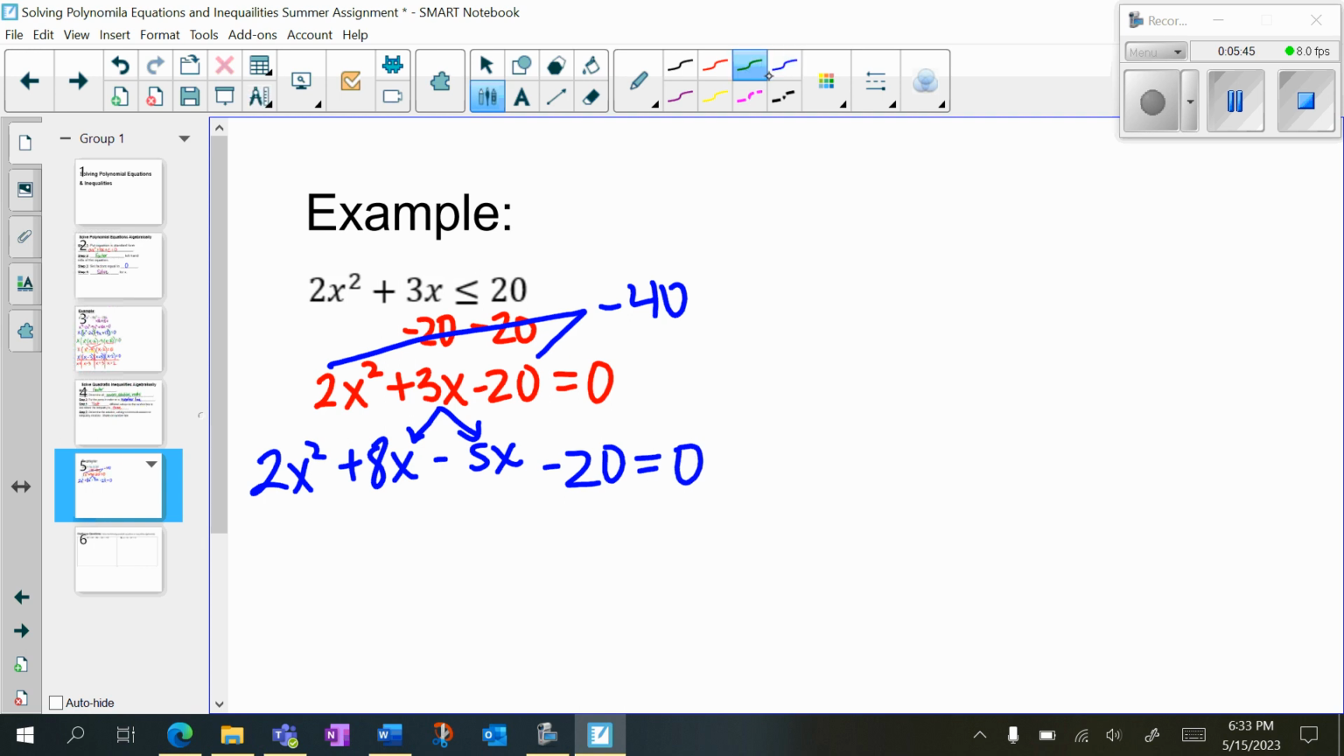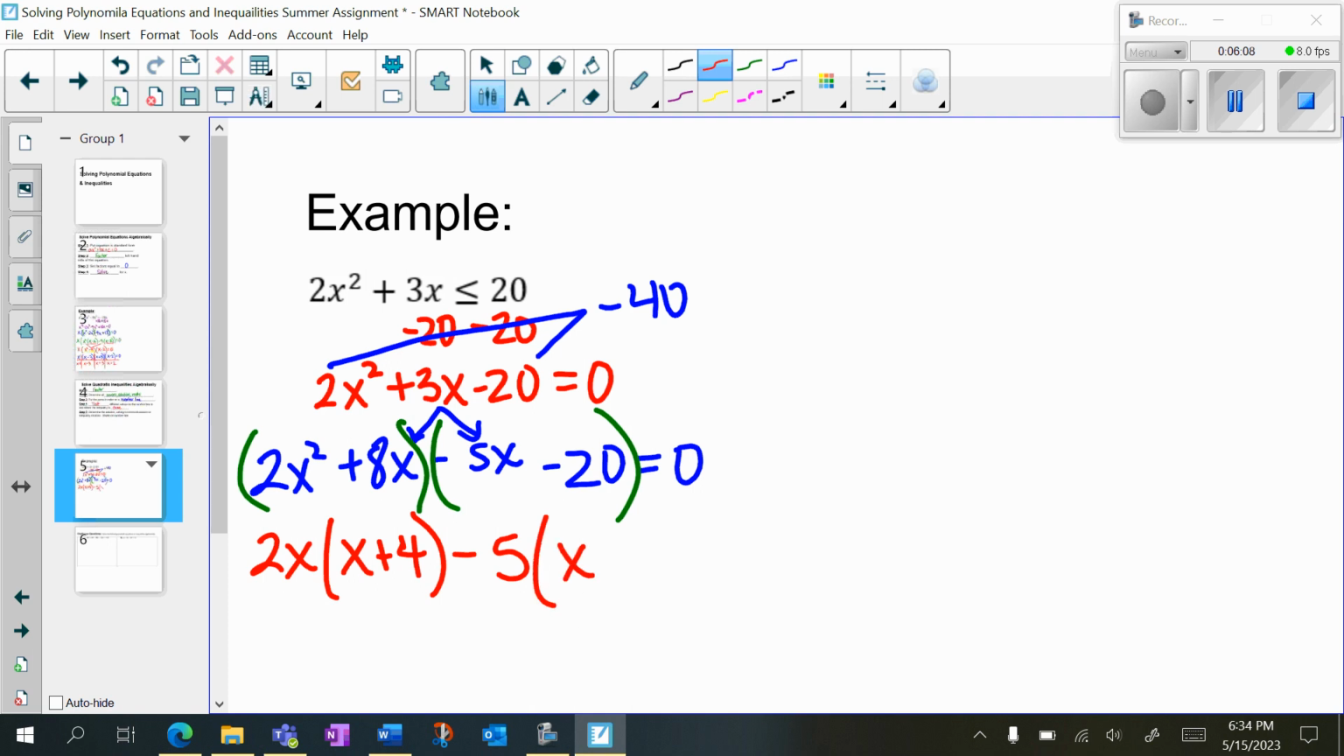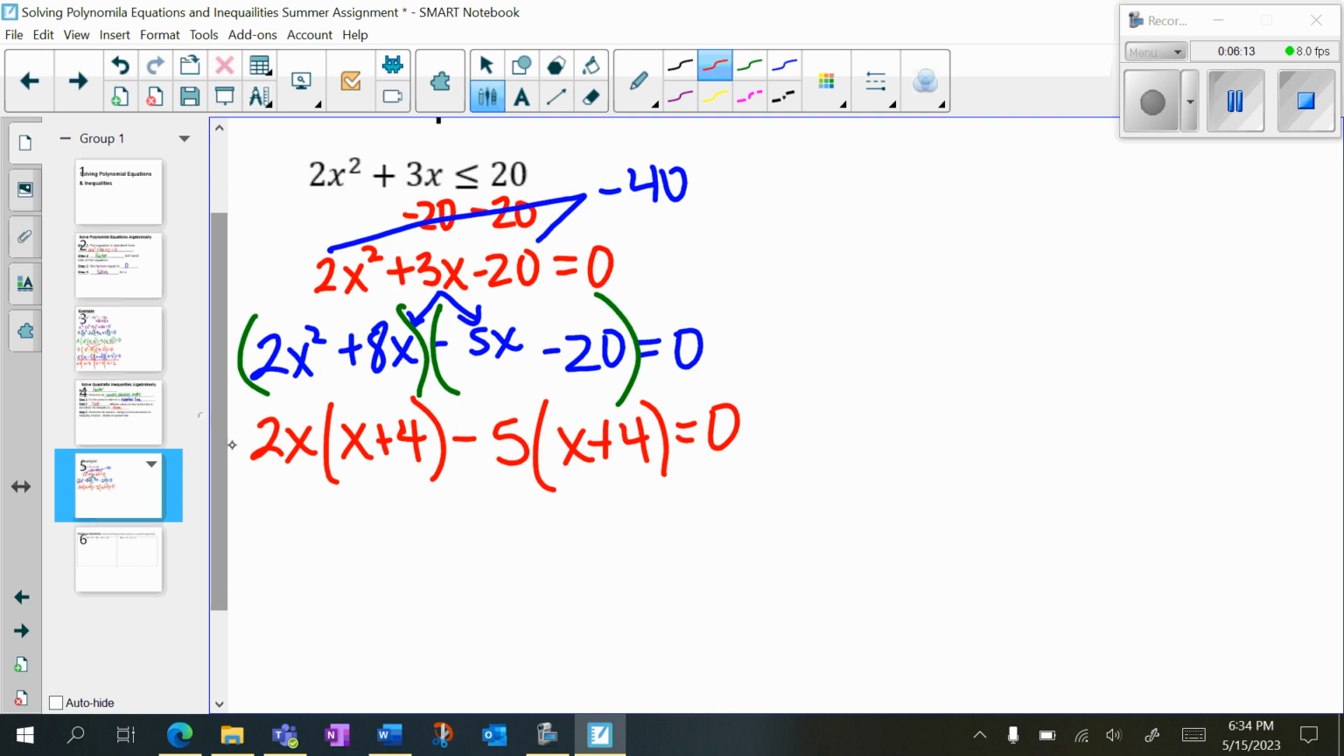Now, because I have 4 terms, I'm going to use factor by grouping, group my first 2 terms together and my last 2. Pull out the GCF. So 2x times x plus 4, minus 5 is our GCF of our next 2 terms, x plus 4, is equal to 0. Bring down my coefficients. 2x minus 5 times x plus 4 is equal to 0.